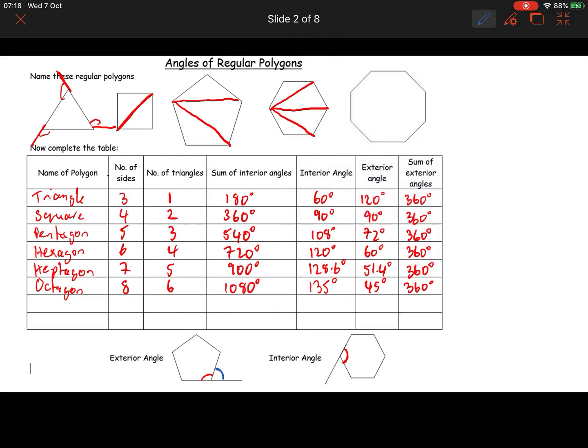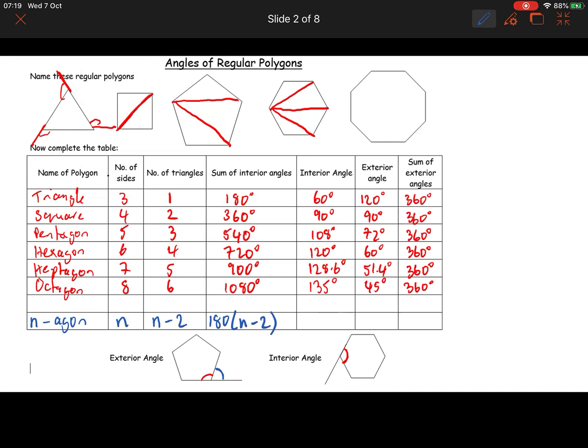So what if we now said, what's all this information for an n-gon? A polygon that has n sides, okay? What's the number of triangles in it? The number of triangles is n minus 2, because you can see that the number of triangles is always 2 less than the number of sides. So n minus 2, okay? And the sum of interior angles is always 180 degrees times the number of triangles. So it will be 180 times the number of triangles, which is n minus 2.